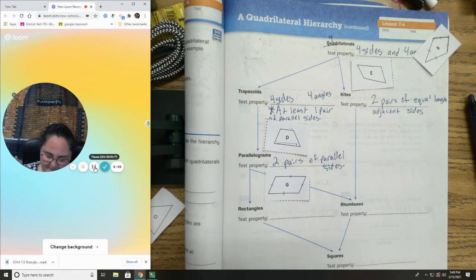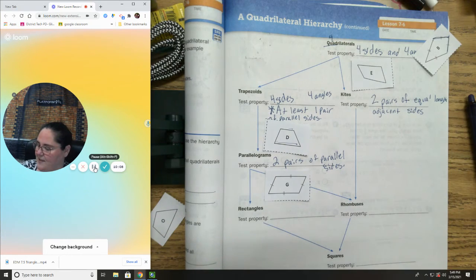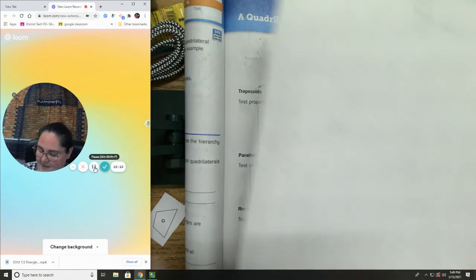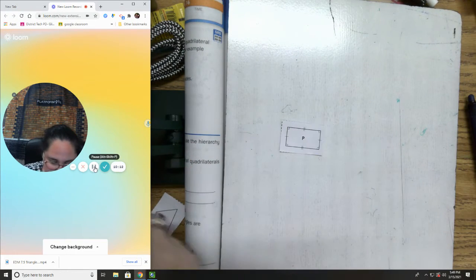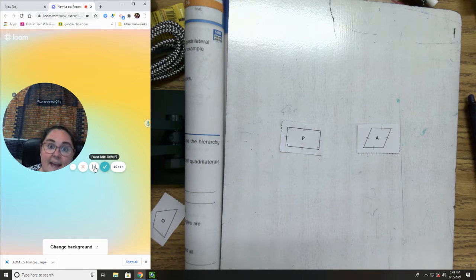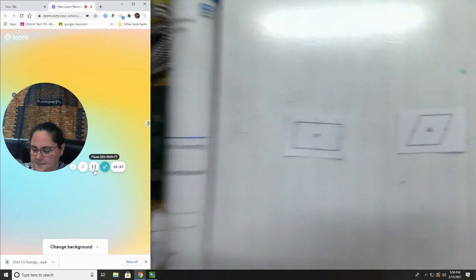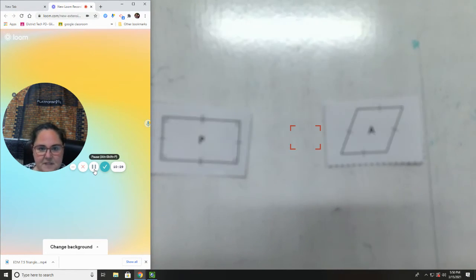All right. This is going to be tricky. I'm going to show you two pieces, and I want you to see if you can figure out the difference between the two. Okay, so I'm going to show you this one right here and this one right here. Technically, they both have two sets of parallel sides. But what's the difference? So I'm going to zoom in a little bit. Let's look at them a little closer.